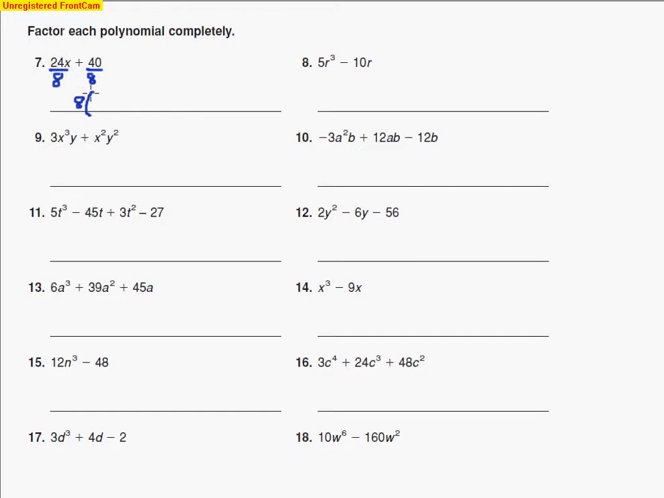24x divided by 8 leaves us with 3x. Do the same thing with the next one. 8 goes into 40 5 times, so plus 5. And that would be our answer right there.